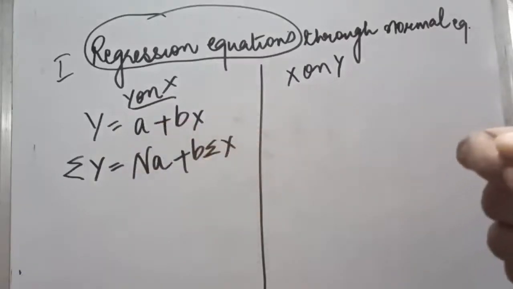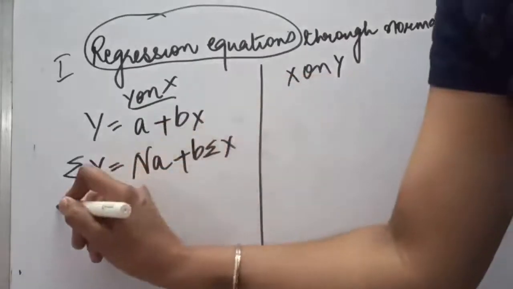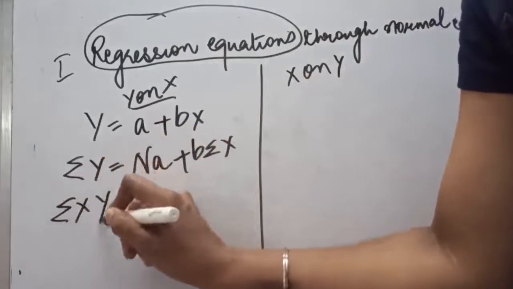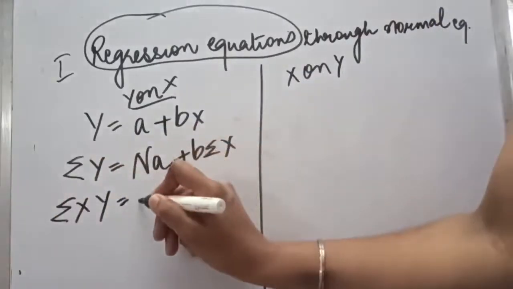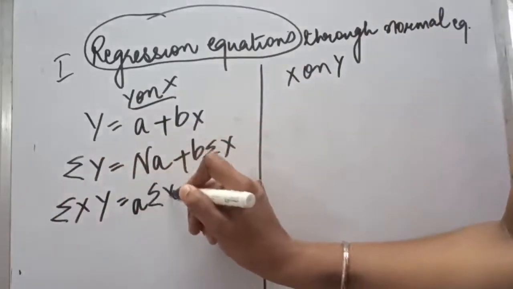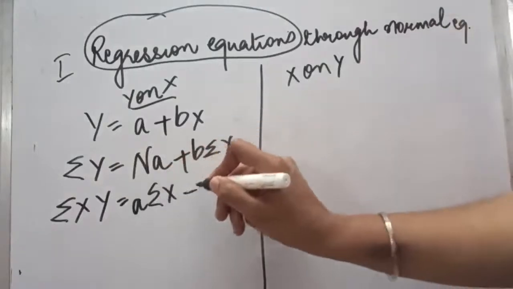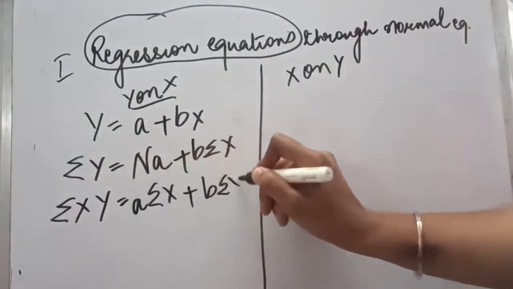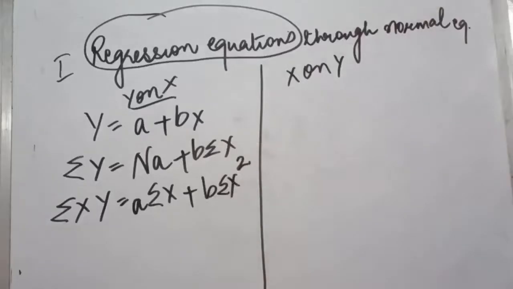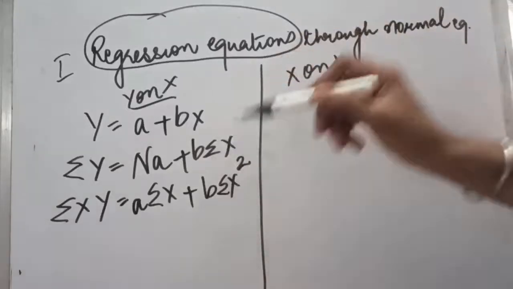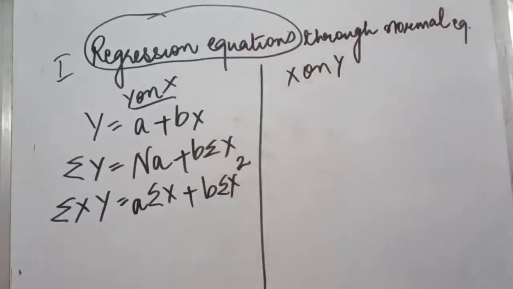Then we will be multiplying both sides with x. So when we will multiply this side with x, it will become this. And now x has come, so we can make use of sigma now. Plus b sigma x square. So we will make use of these equations and we will calculate y on x.